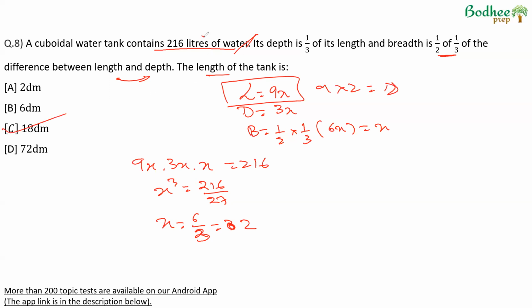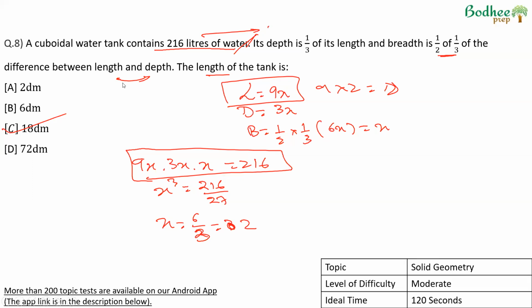Also, liters: 1000 cubic centimeters is equal to 1 liter, therefore 1 cubic decimeter will be 1 liter, and hence the answer is in decimeters. Again, that is not my concern for this question because all the options are the same, and therefore I am saying it is an easy to moderate question, about 120 seconds to solve.